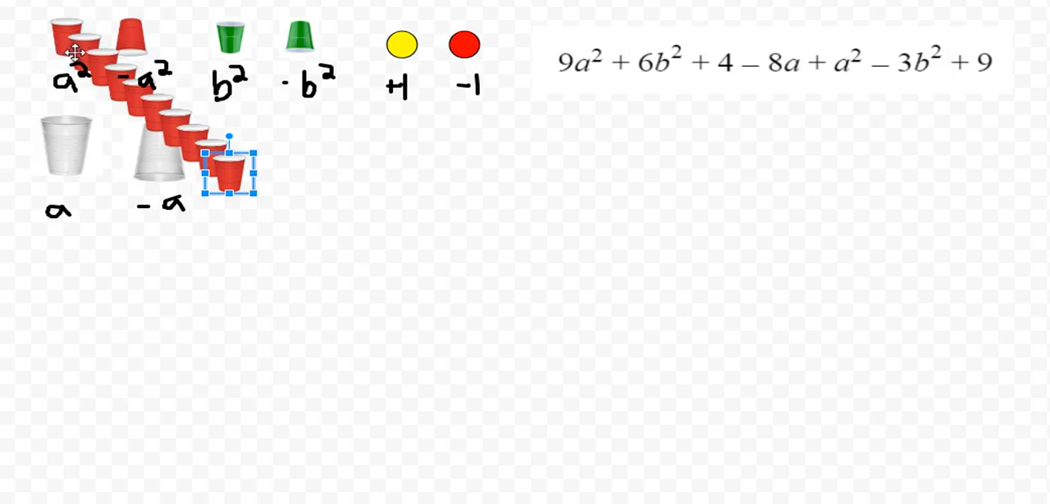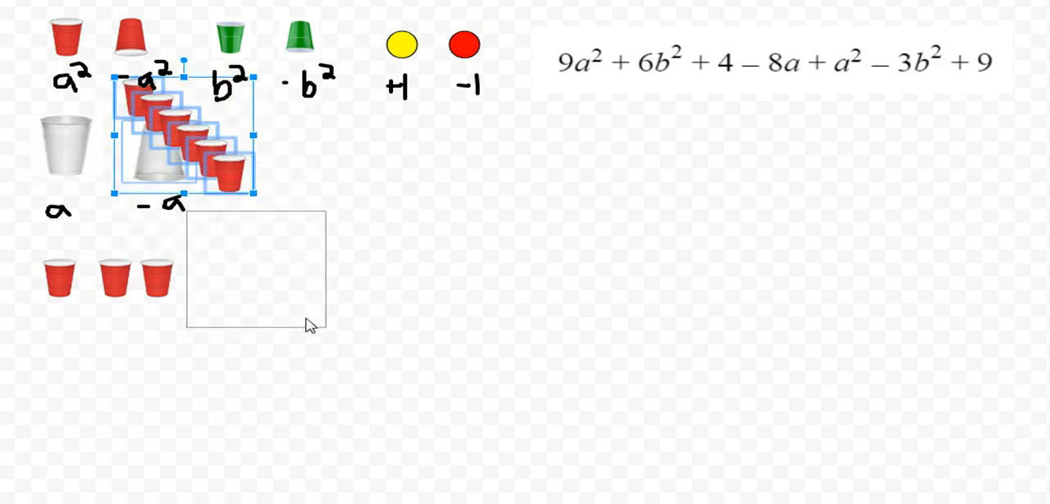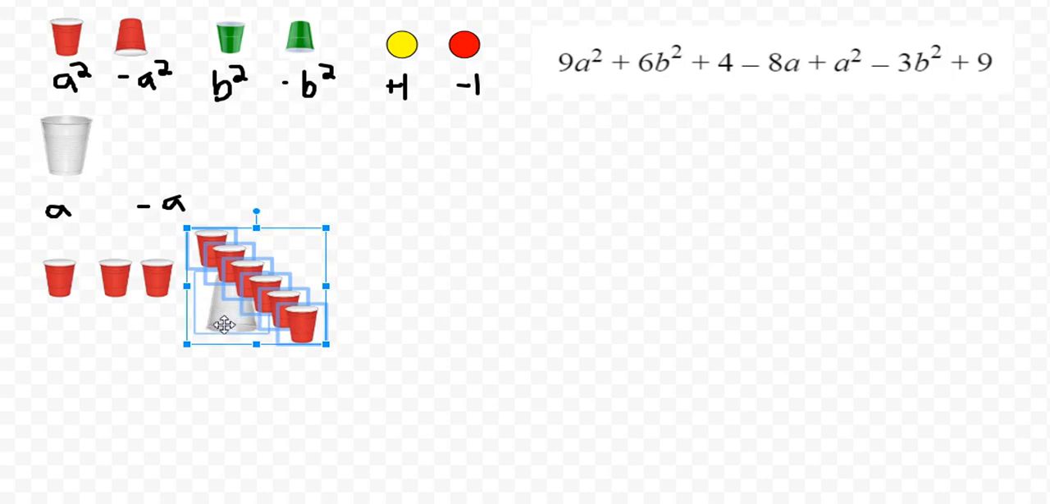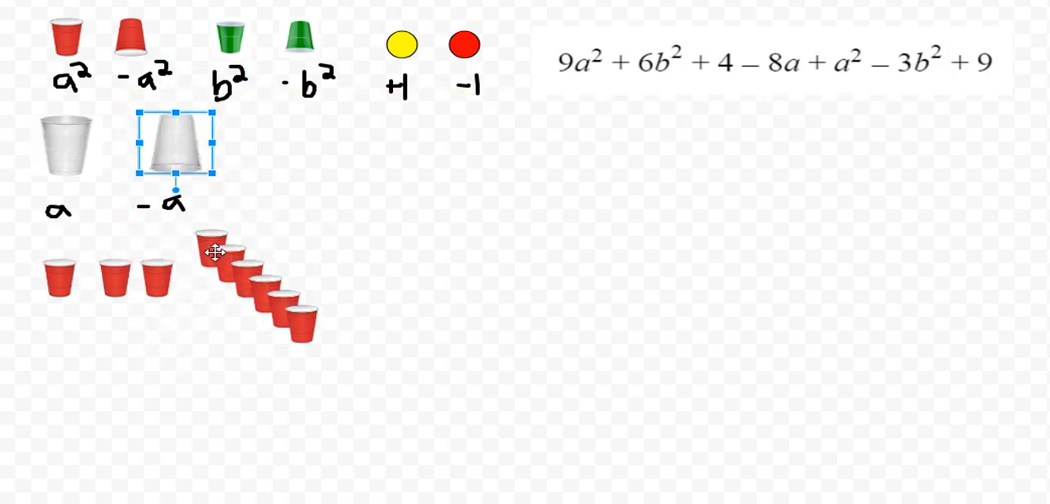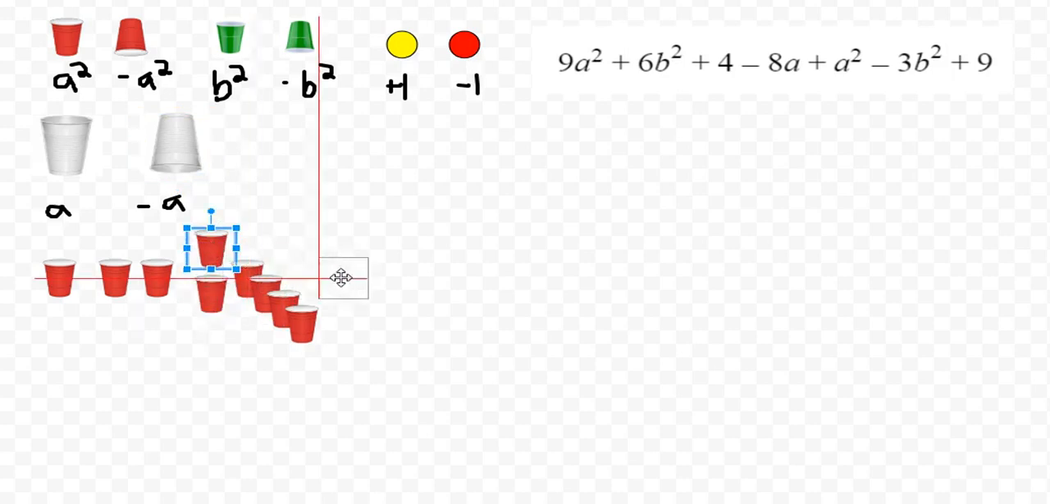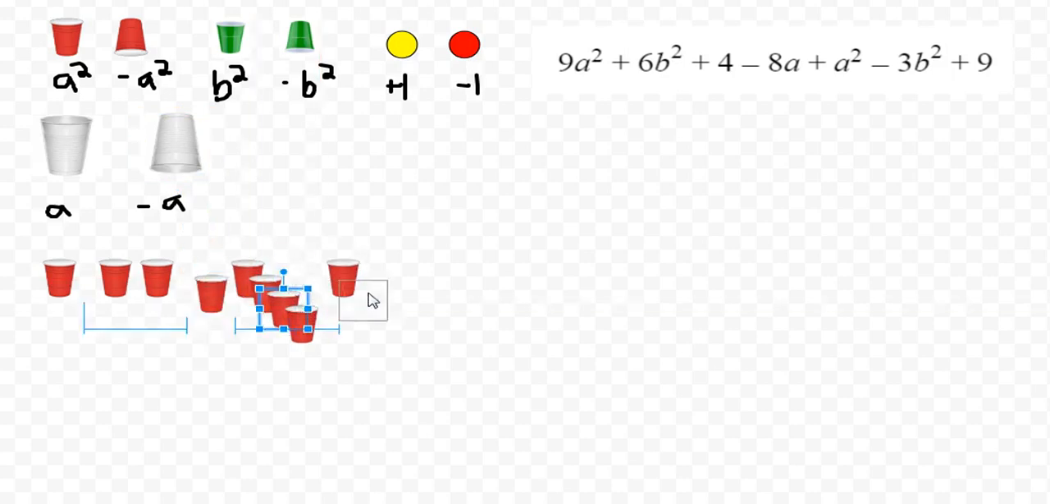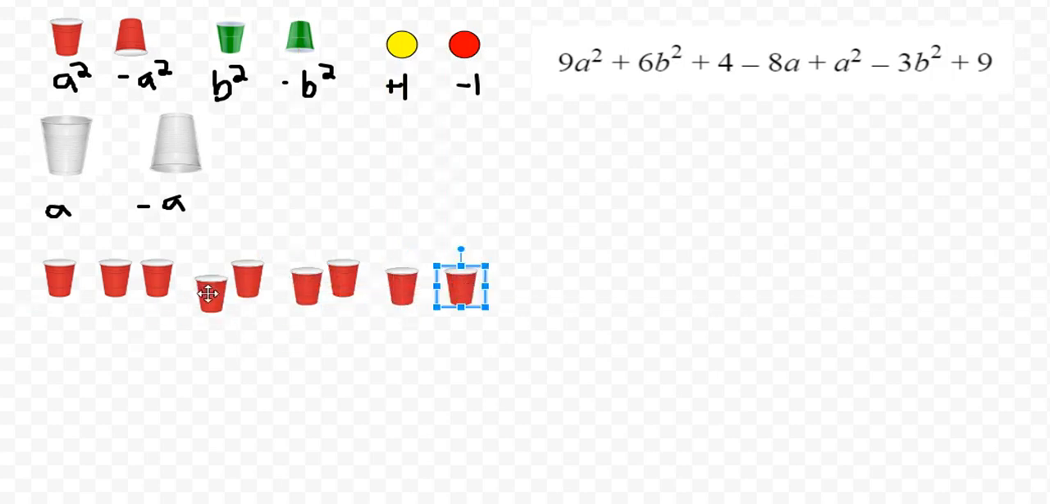Whoop, took my white cup too. Gotta put that back. 4, 5, 6, 7, 8, 9. Okay, sometimes neatness does not count. So I have 9a squared plus 6b squared.